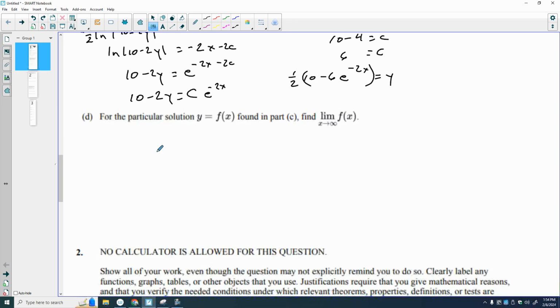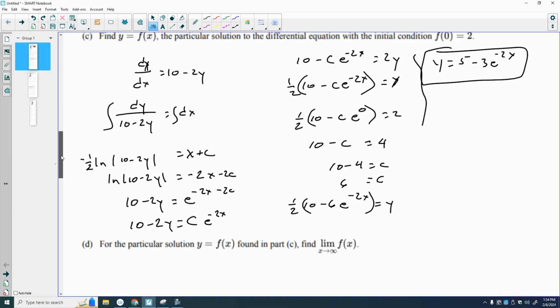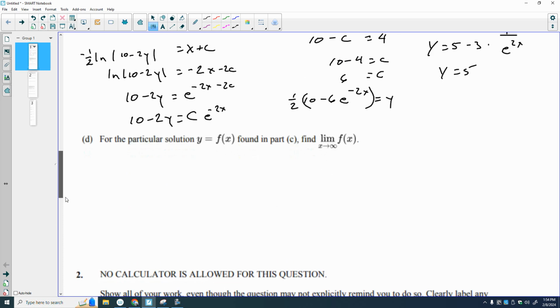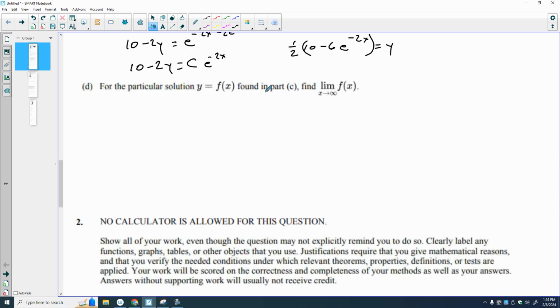Okay, for this particular solution, what's the limit as x goes to infinity? Let me rewrite that. y equals 5 minus 3 times 1 over e to the 2x, right? Negative exponent means 1 over. As my denominator gets increasingly large, 1 divided by a larger and larger number goes to 0. 3 times 0 is 0. My limit equals 5. For the particular solution found in part C, the limit as x goes to infinity equals 5.